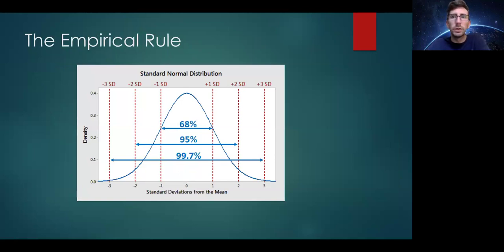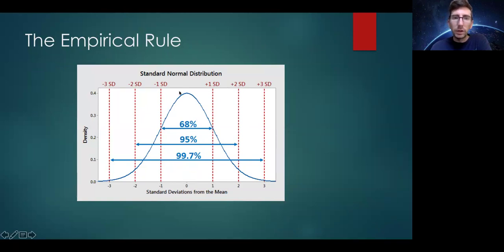Okay, so the last thing I want to talk about in this video is something called the empirical rule, which states that 68% of your data will lie within one standard deviation below and above your mean.